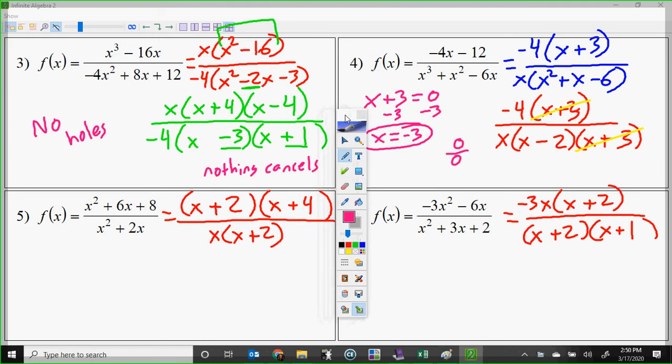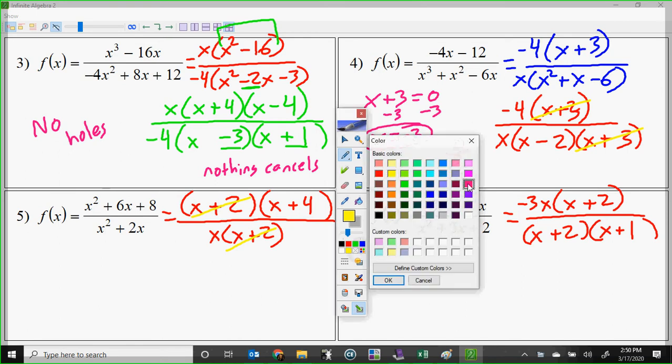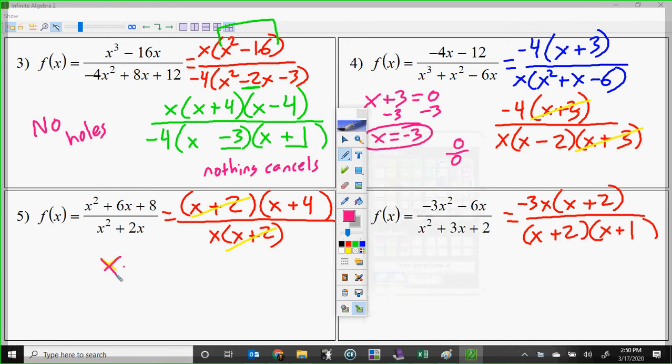Let's look at number 5. Do I have anything top and bottom that cancels out for number 5? I have an x plus 2 and an x plus 2. I can cancel both of those out, and that leaves me with, let's set that equal to 0. I just canceled out x plus 2. So whatever I cancel out, I set equal to 0, solve for it, and I get x equals negative 2. That's the hole.